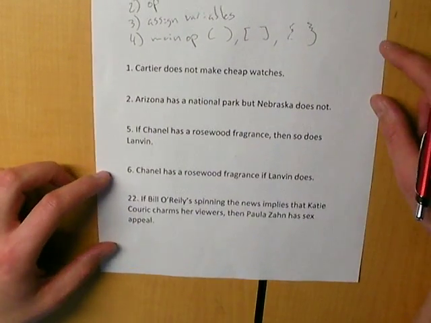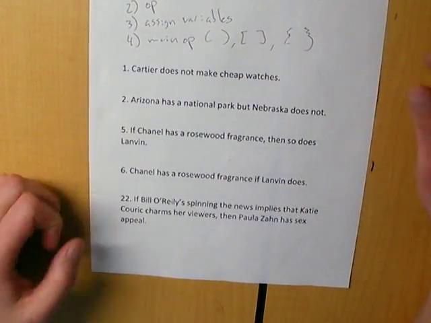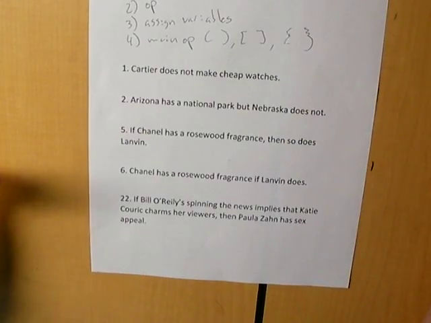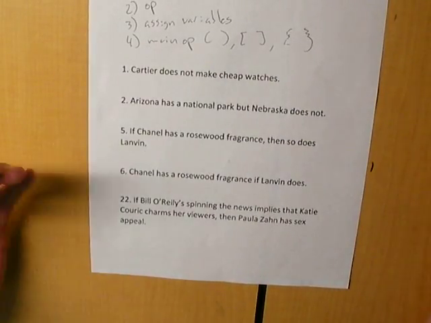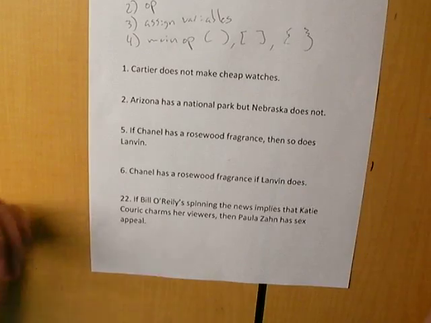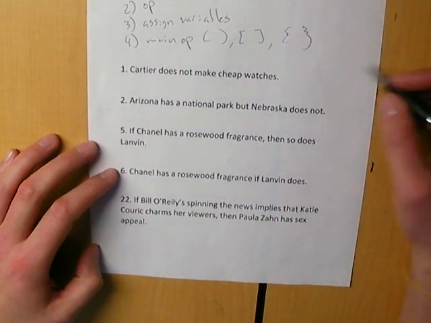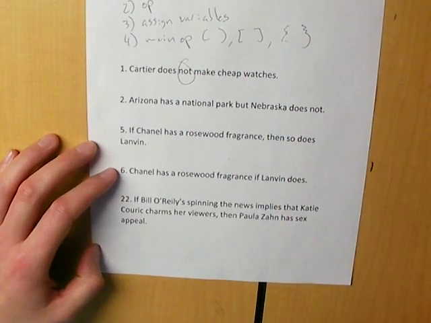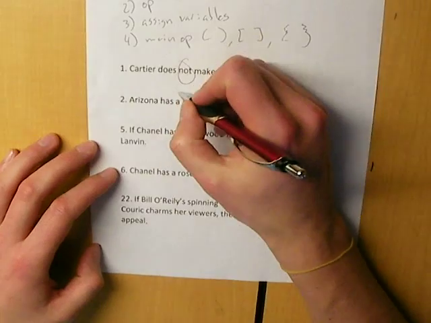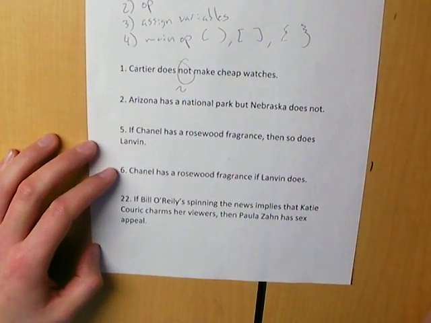So problem number 1, in fact, Cartier does not make cheap watches. Read through it, get a sense of the language. Cartier does not make cheap watches. Step 2, let's identify the operator or operators that are present. One operator is pretty clear. We've got negative language. We've got the standard translation for the tilde, not. So we've got a tilde in there.